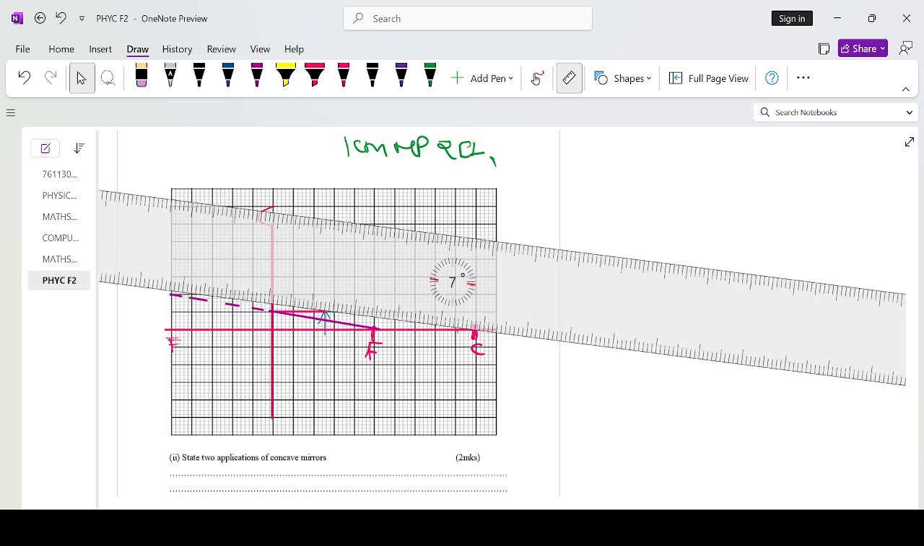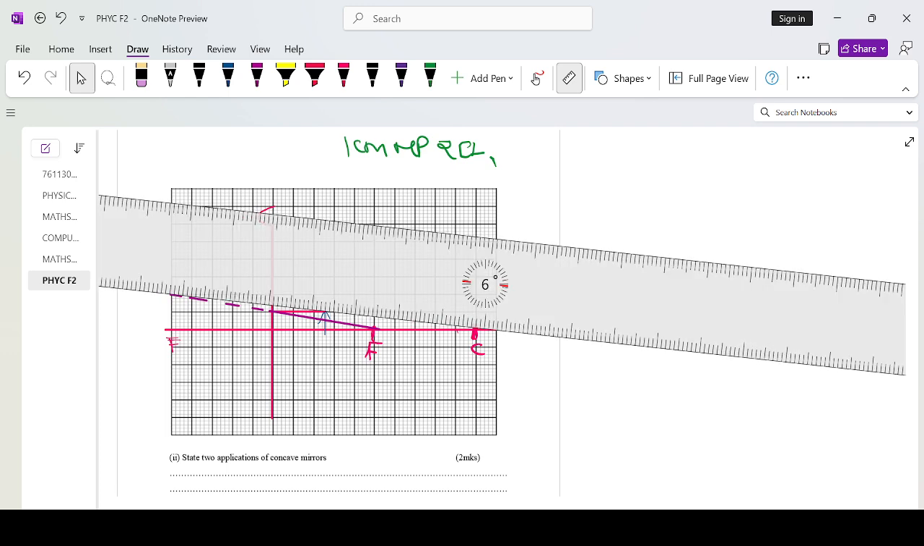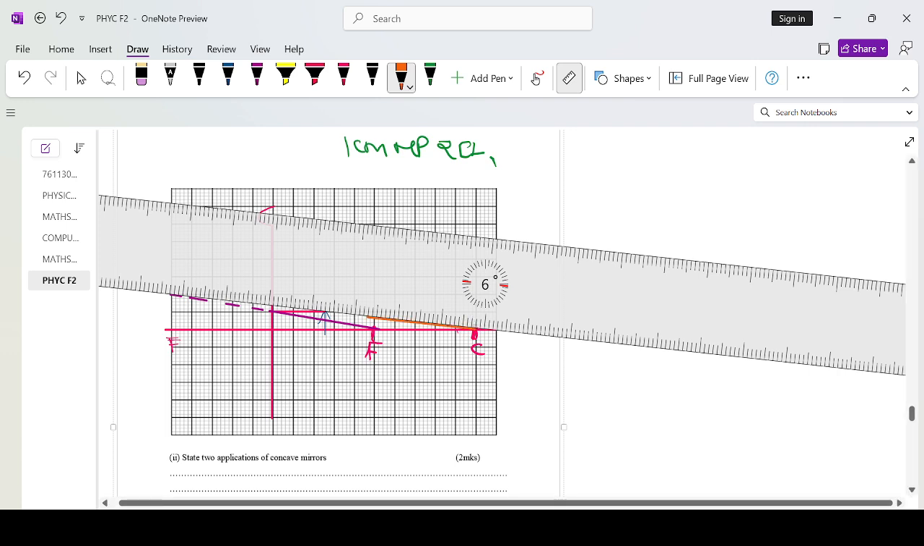I told you this is a very good paper, even to our candidates. That ray goes undeviated. Let me see which color can work better. Let me use the yellow. And that ray goes undeviated, so it's a full ray in front of the mirror. When it goes behind the mirror, it will become a virtual ray, like that.